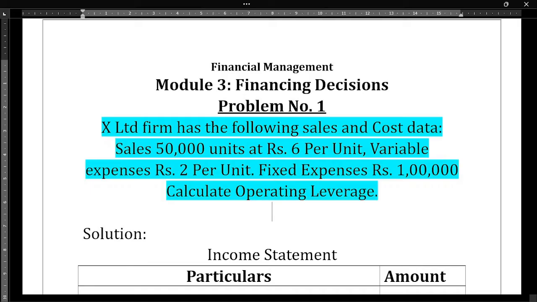X Limited firm has the following sales and cost data. They have given the details of sales and cost data.